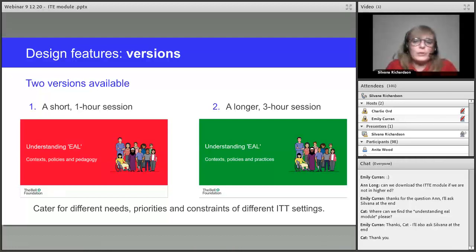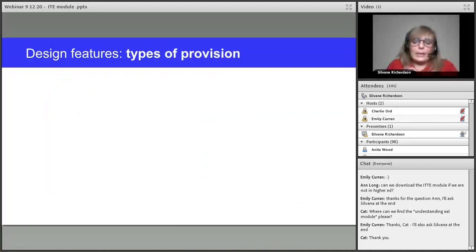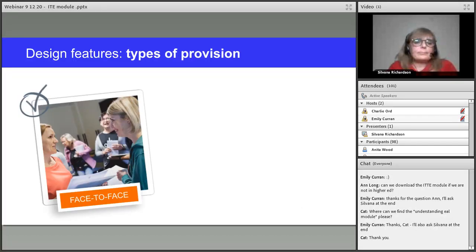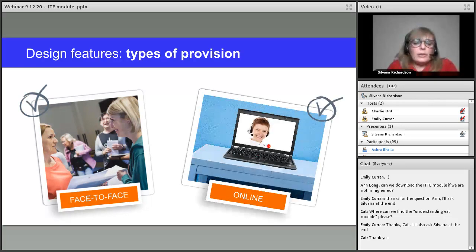Because we know from experience of working in different ITE settings that there is more time or less time, we wanted to make sure that we catered for everybody. The other thing to say is that we made sure that our materials included the 2 different types of provision, knowing what we now know about the pandemic and lockdown and remote teaching. So we have designed materials and suggestions for face-to-face teaching and for online teaching as well.